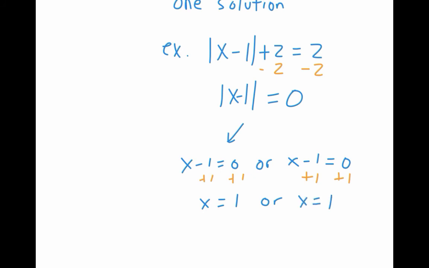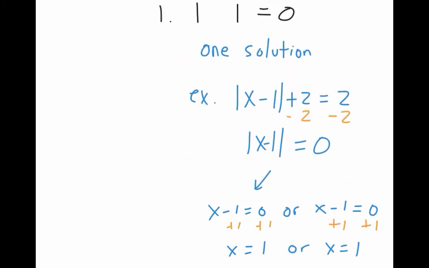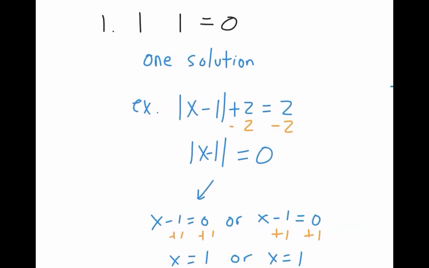So you just get one answer when you solve both of them. Is that okay to just quick whip through it super fast? You see I get the same answer? So that's going to be one special case. So if you have an absolute value of something equals 0, you get one solution.